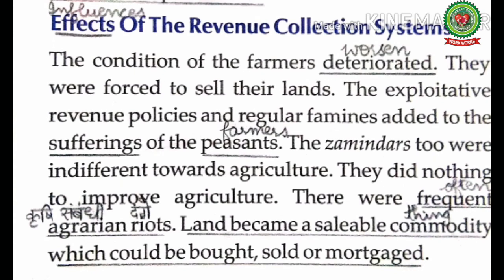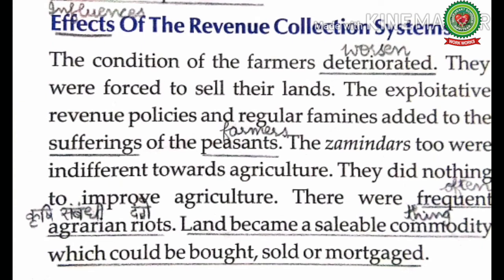The zamindars too were indifferent towards agriculture. They did nothing to improve agriculture. There were frequent agrarian riots. Land became a saleable commodity which could be bought, sold, or mortgaged. Mortgaged means girvi rakhna. Even the zamindars or landowners took no steps towards any form of improvement of the land.